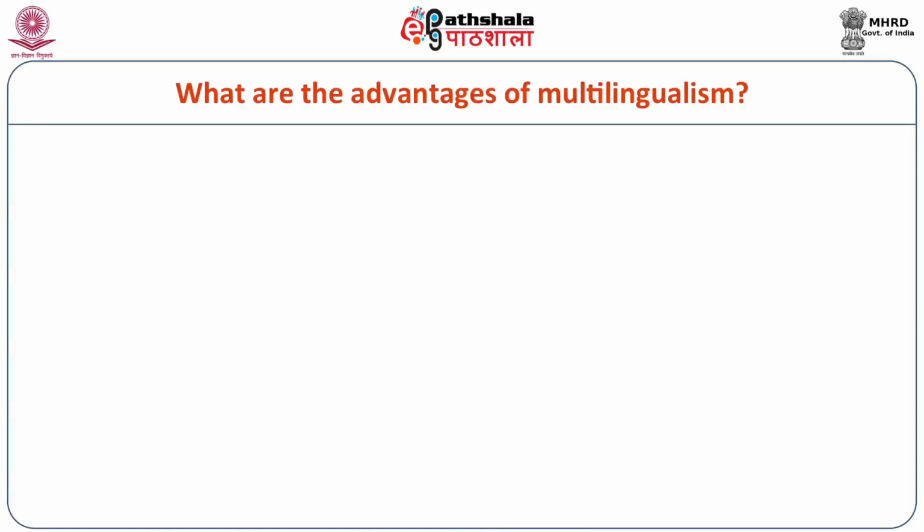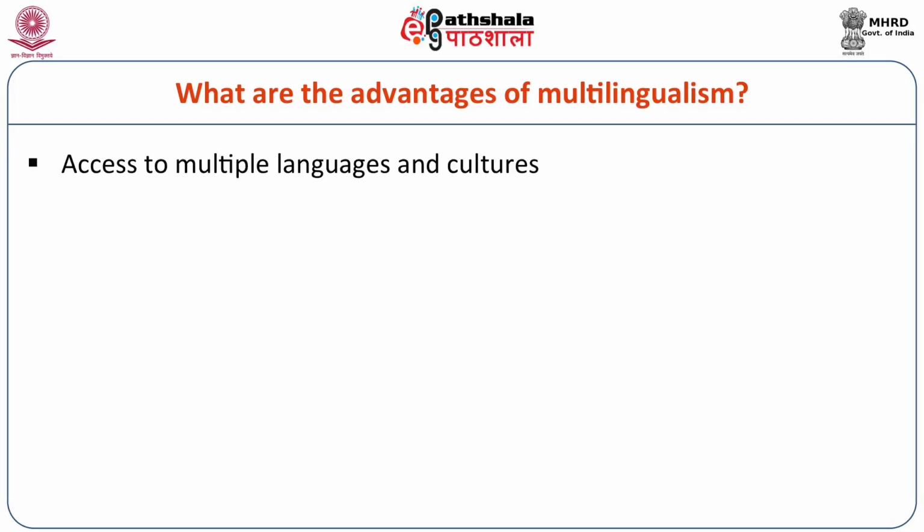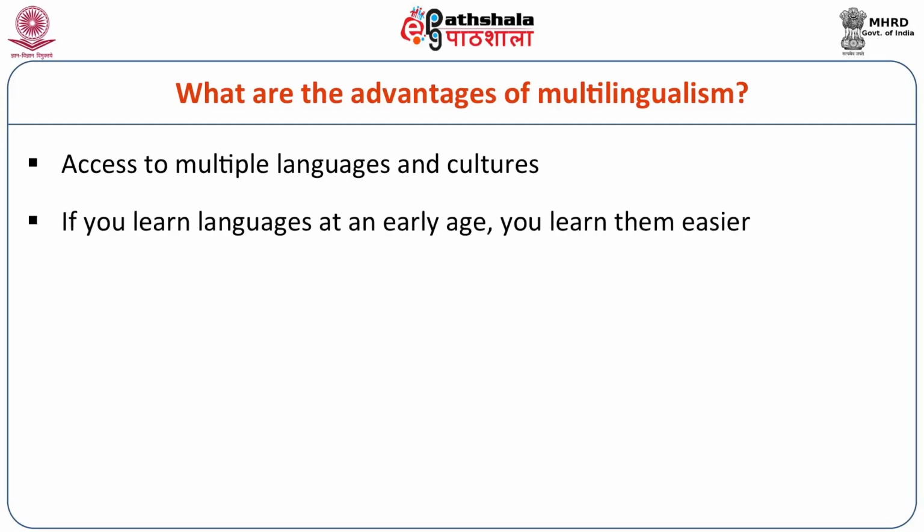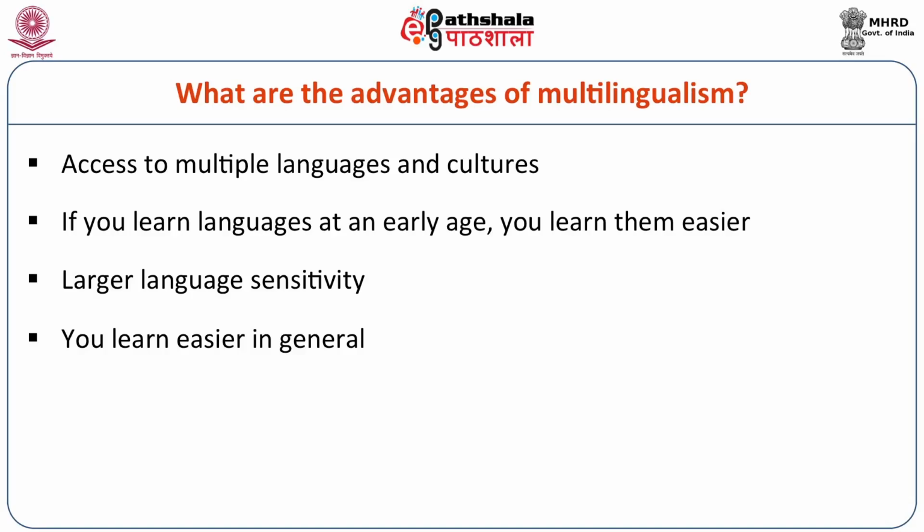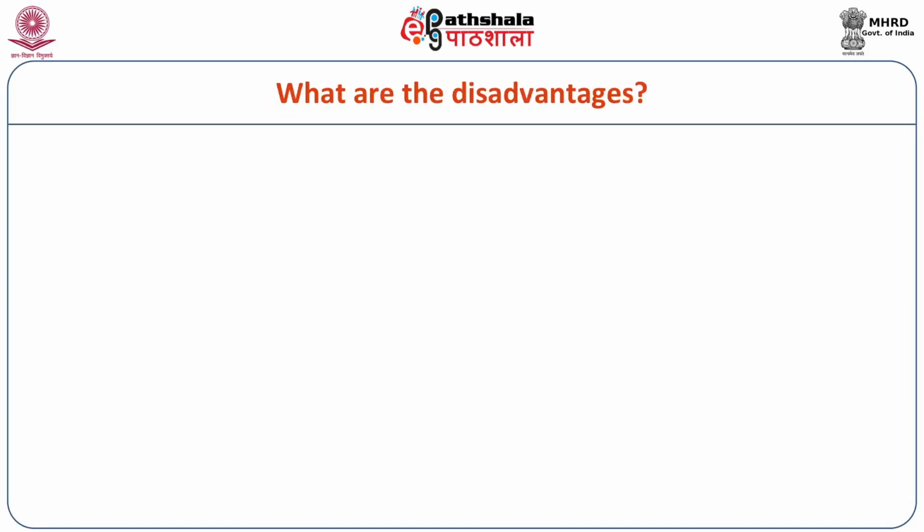What are the advantages? Before understanding who is the disadvantaged learner, let us know about the advantages of being multilingual. Number one, access to multiple languages, and through multiple languages, we can access various cultures. If you learn languages at an early age, you learn them easier. Larger language sensitivity is developed. Learning becomes easier in general, and polyglots, they function better. Now, what are the disadvantages?